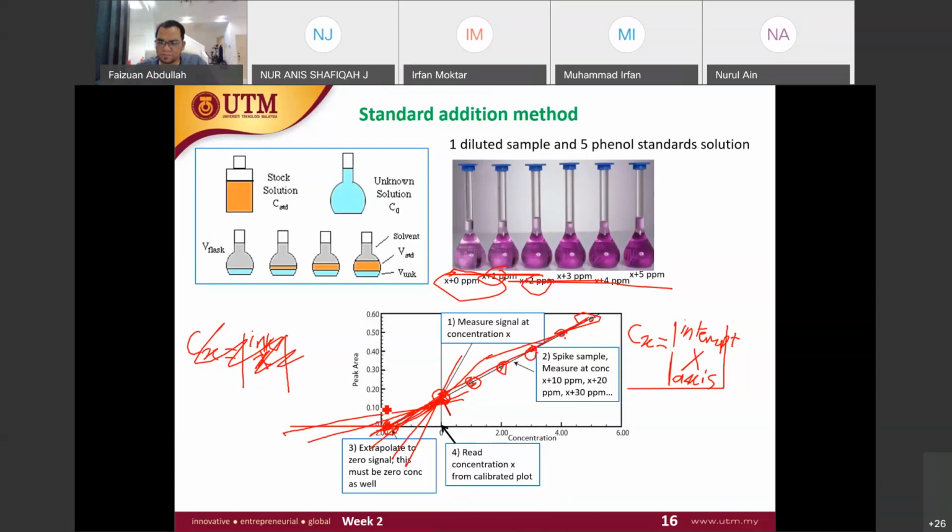Do we have a concentration in negative value? An extra question for you. Do we have a concentration in negative value? We don't have. All right. The concentration must be 0 or more.